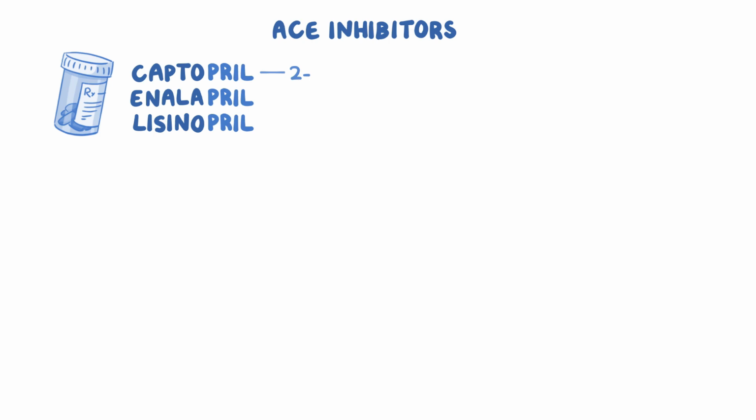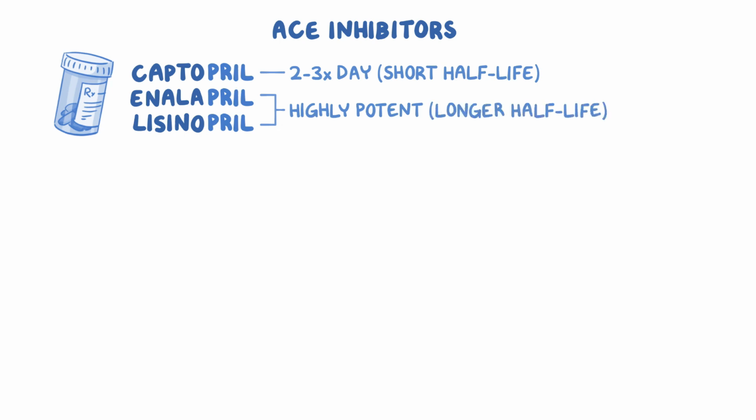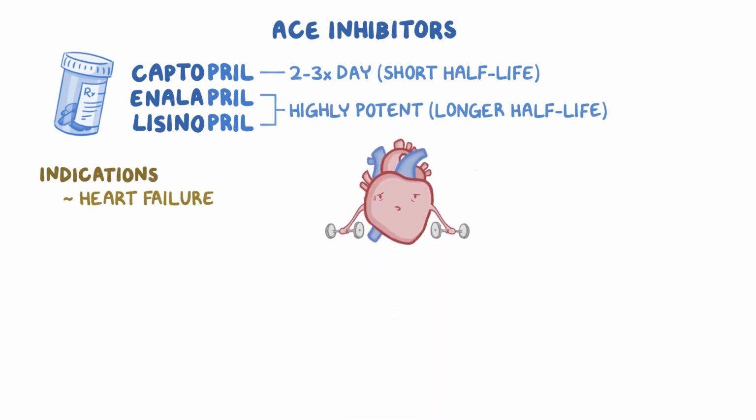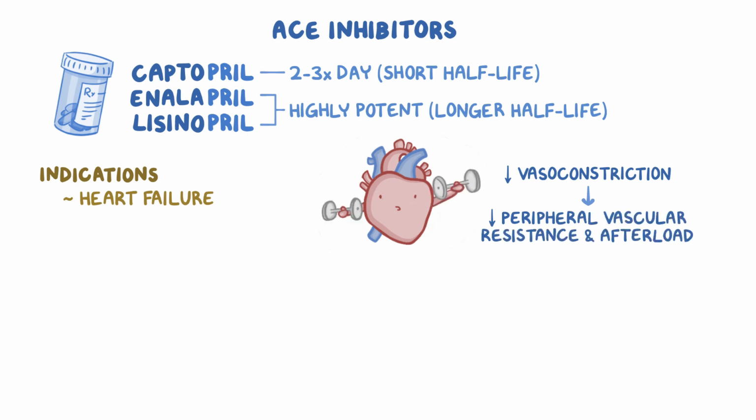Captopril should be taken 2 to 3 times daily because it has a short half-life. But Enalapril and Lisinopril are highly potent and have a longer half-life than Captopril. Because ACE inhibitors are effective in lowering blood pressure, they can be used not only to treat hypertension, but also to treat heart failure, where the heart isn't strong enough to pump out an adequate amount of blood. In this situation, the decreased vasoconstriction leads to decreased peripheral vascular resistance and afterload, so the heart doesn't have to pump as hard against that resistance.